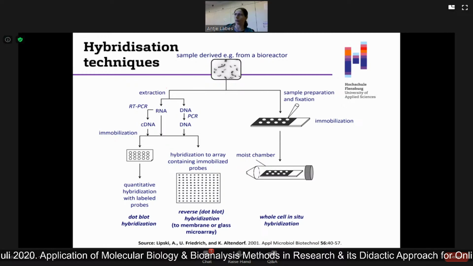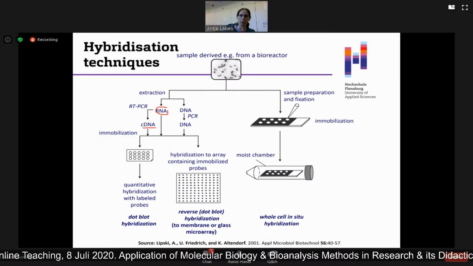Then we have hybridization methods that we call dot blot hybridization, where we do quantitative hybridization with labeled probes. I will come to that in a second. You can minimize the amount of it. This is what we would then call an array, with many small dots, and that might be done on membranes, but also on glass slides, and that can be automated. Microarrays were a very huge trend in the late 90s, but with the new sequencing technologies, these blotting techniques become less important on the level of DNA, but they are still very important on the level of RNA.